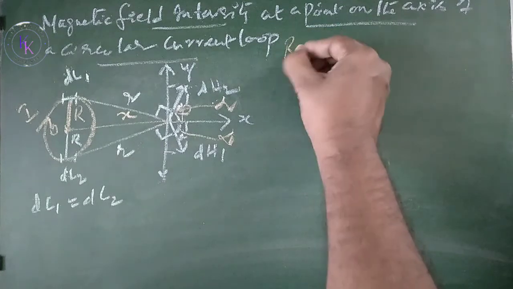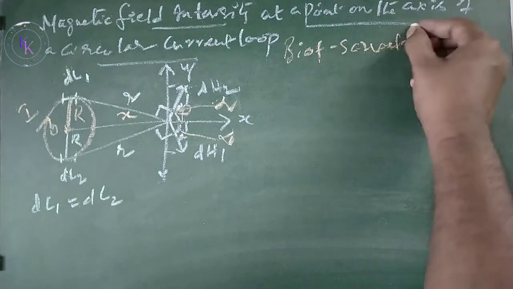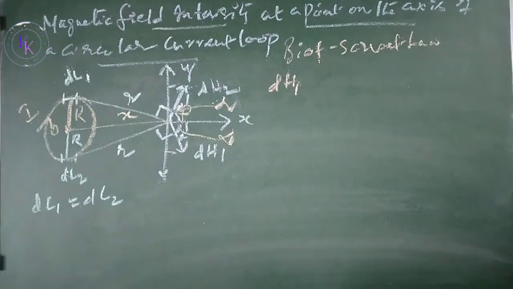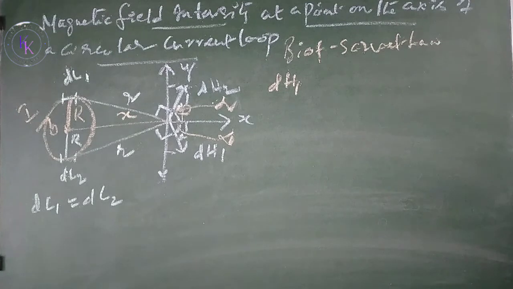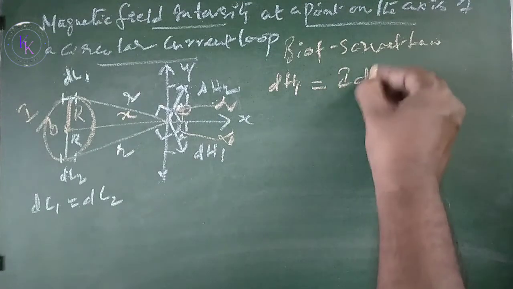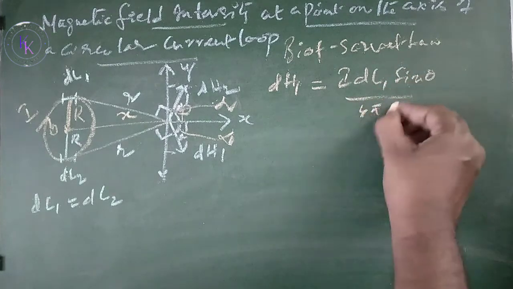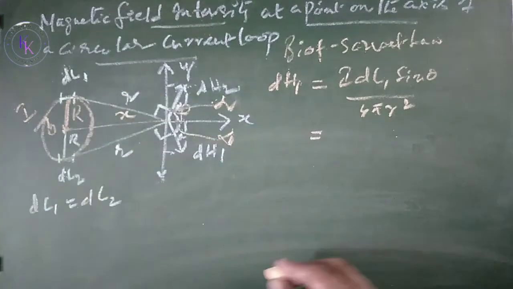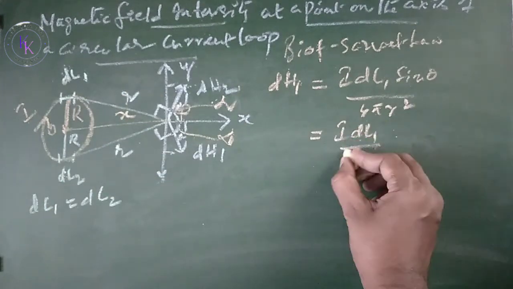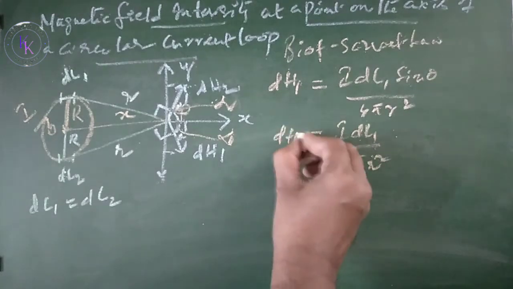From Biot-Savart law, dh1 is the magnetic field intensity due to dl1, which equals I dl1 sin theta divided by 4 pi small r square. The angle is 90 degrees, so this value is I dl1 divided by 4 pi r square, which is dh1.